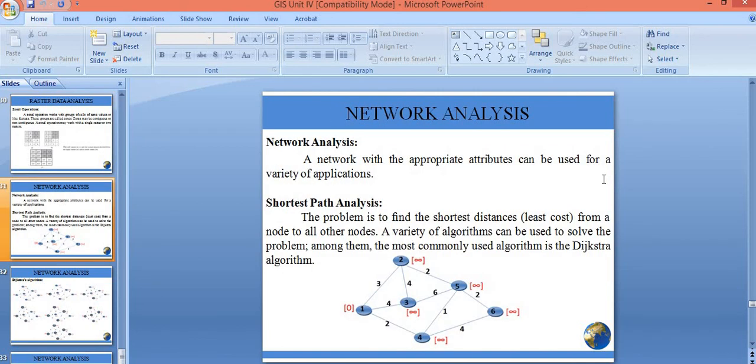Whenever you have points and lines, obviously a network will be formed. Once we have a network, then definitely there will be a necessity for us to find the shortest path from one point to another point, or the shortest path covering all the points. That's the reason why we are learning network analysis in our GIS.